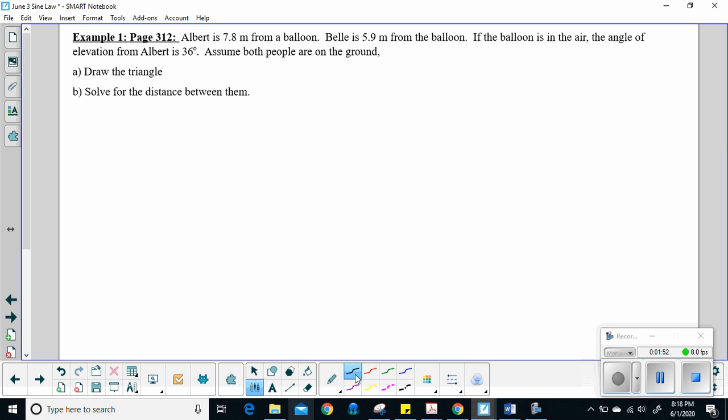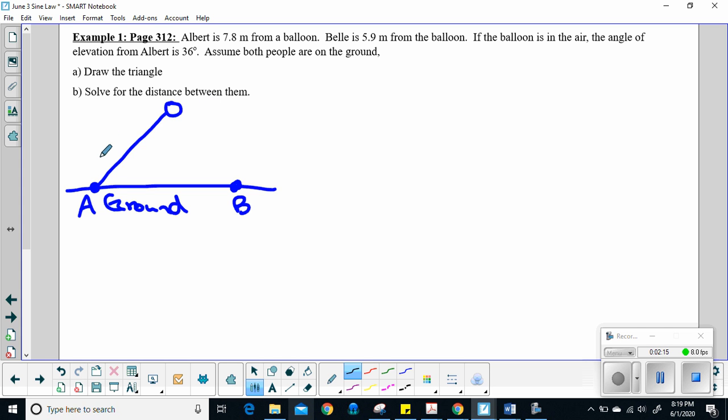Okay, sure. Well, here's my ground. Here is Albert, who is going to be A for Albert. And here is B for Belle. Sure, we'll put her over here. Why not? And I don't know, here's my balloon. All right. So then Albert, we're going to say is 7.8 meters away. Our angle of elevation, so we're told this angle in here is 36 degrees. And the distance to Belle, we said it was 5.9 meters. And then we have a triangle.